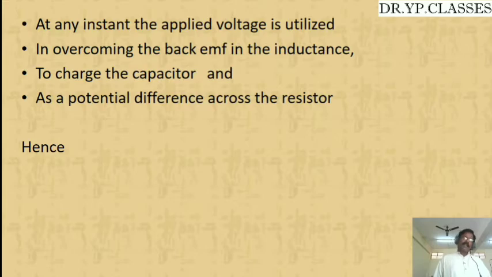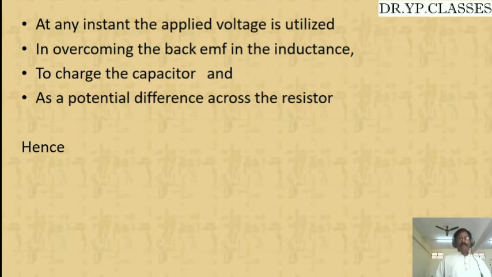So what happens to the applied voltage? When the applied voltage is E = E₀e^(jωt), it is used in three different ways. At any instant, the applied voltage is first utilized in overcoming the back EMF in the inductance. As I already explained in the previous case, when an AC is applied to the inductor, a back EMF comes into picture. This back EMF opposes the growth of current in the inductor itself, and this phenomenon is called self-inductance.